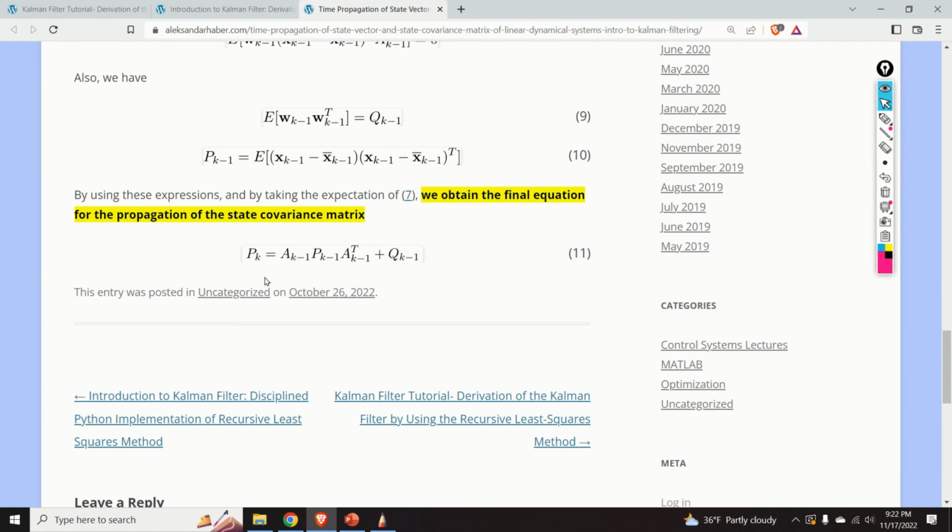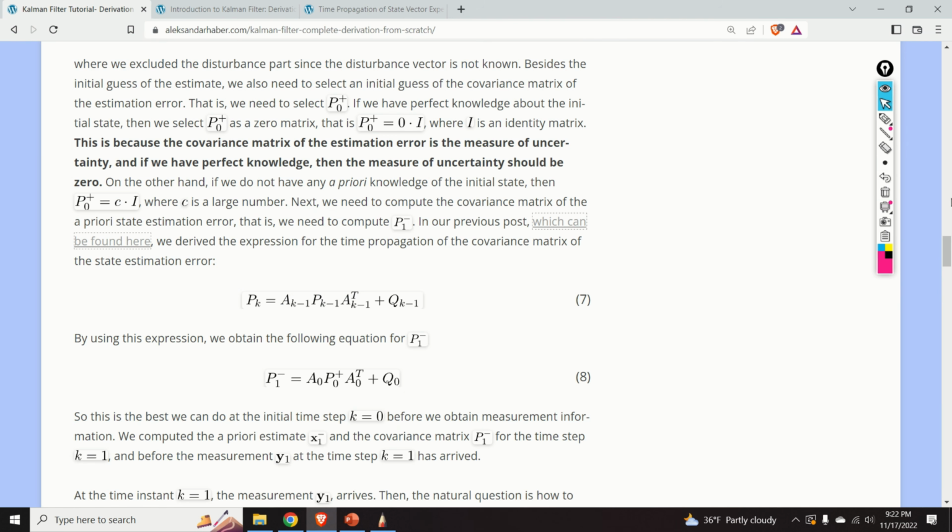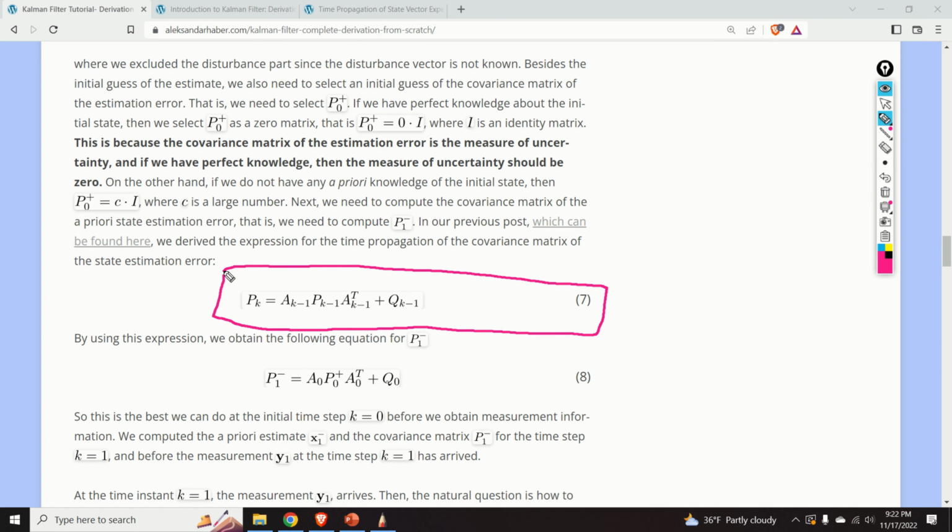This link will lead you to this page, and this page contains all the explanations. And this equation, that is the equation number 11, is the most important equation for this tutorial. And I rewrote this equation over here and now it is the equation 7 in this tutorial. So, by using this equation, we can propagate our initial guess of the covariance matrix like this.